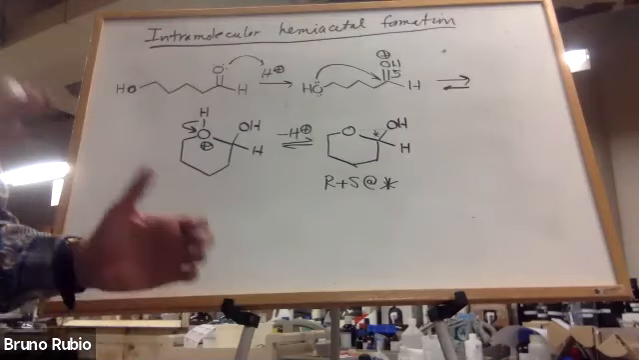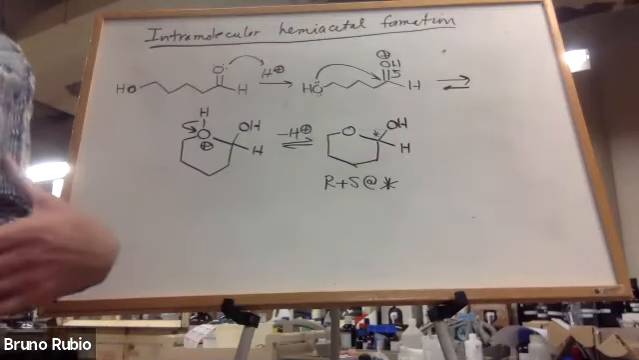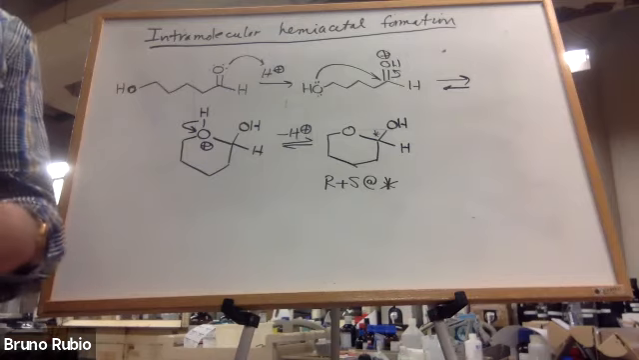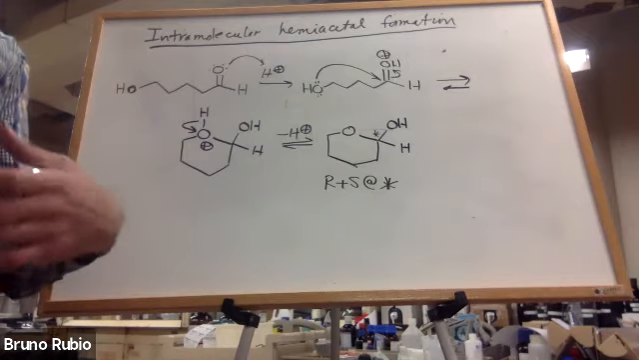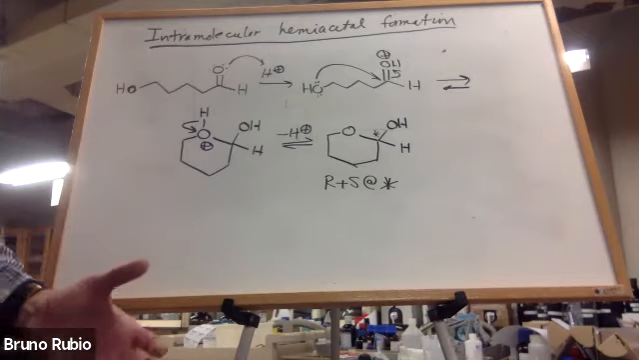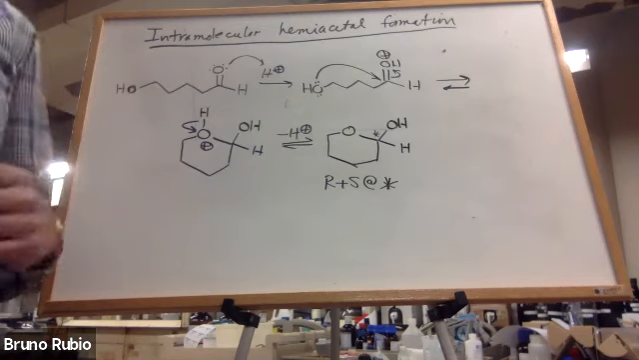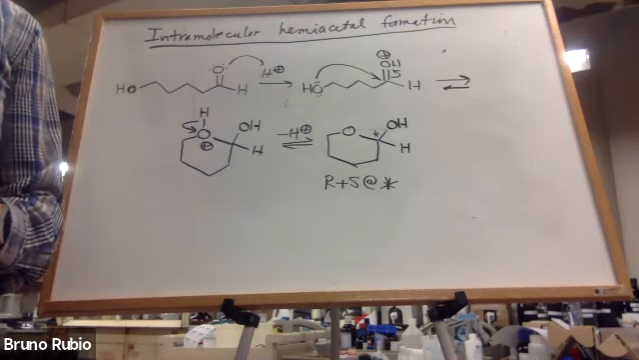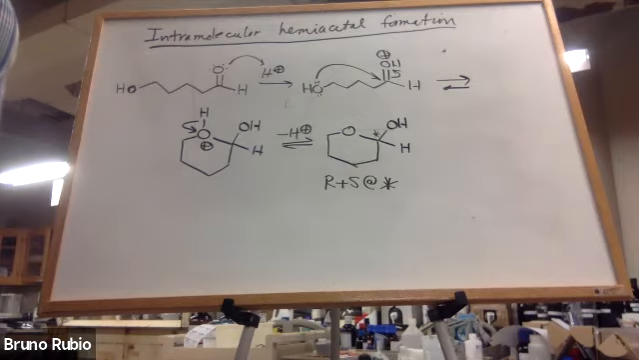Okay, so this is big. This is important. This is showing how the hemiacetal can form intramolecularly, just as long as a 5-membered ring or a 6-membered ring can be produced. Okay, so let's see. Maybe let's try a product prediction question.